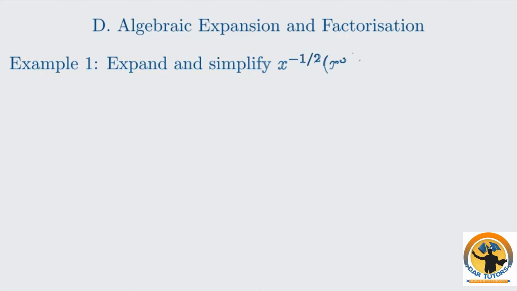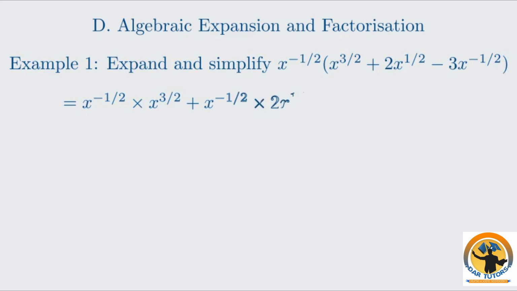We need to expand and simplify x to the power of negative 1/2 times the quantity x to the power of 3/2 plus 2x to the power of 1/2 minus 3x to the power of negative 1/2. We distribute the term outside the parentheses to each term inside. This means we multiply x to the power of negative 1/2 by each of the 3 terms.